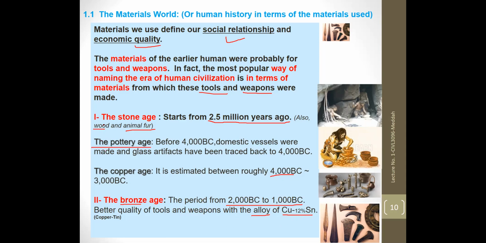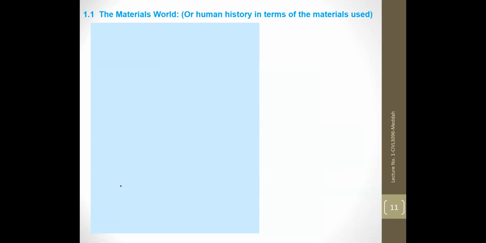Now you can see that the Stone Age and the Bronze Age are the official history recording related to materials. Of course, the Pottery Age and the Copper Age are not officially recognized as names for those specific periods.